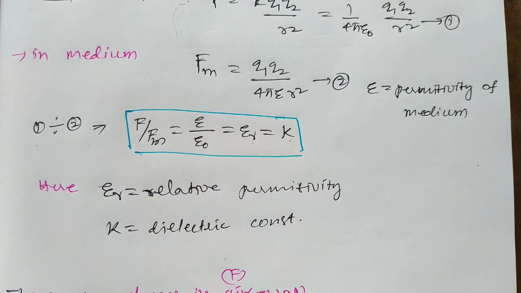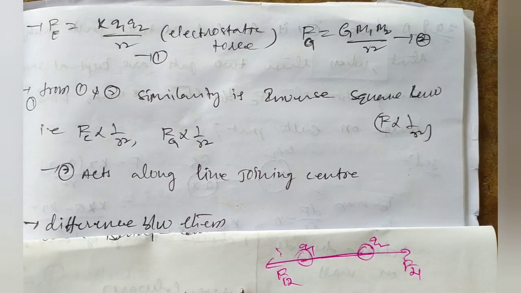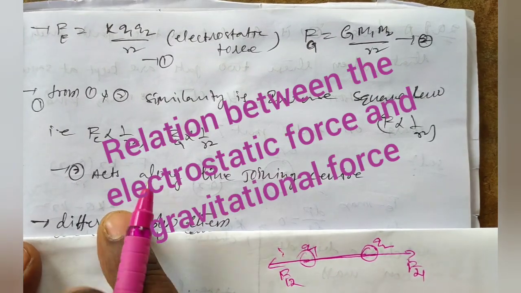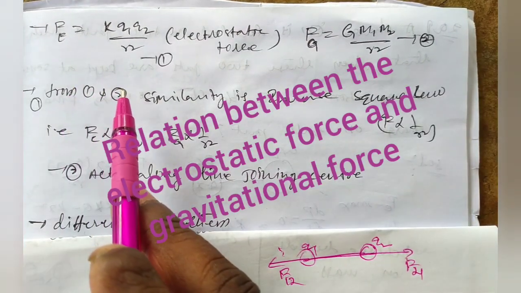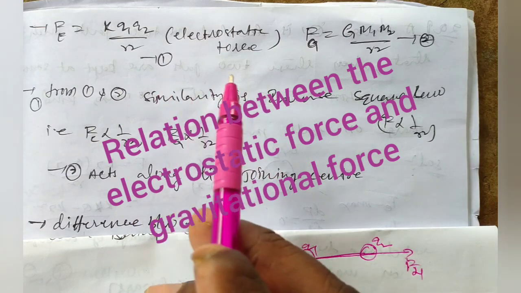Now another relation: the relation between the electrostatic force and the gravitational force, both in Coulomb's law.